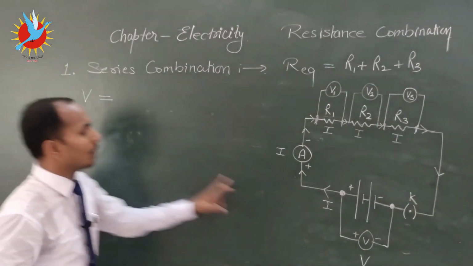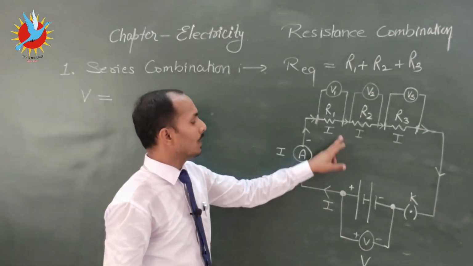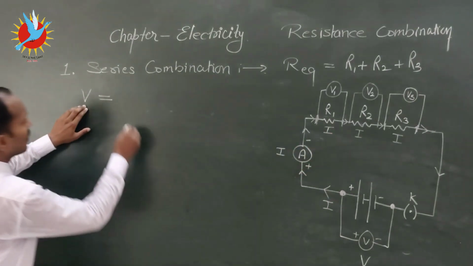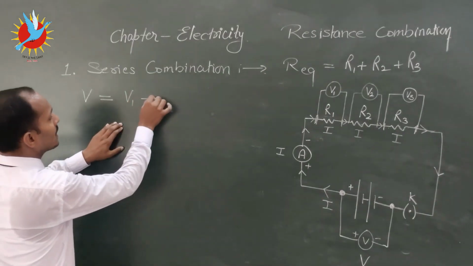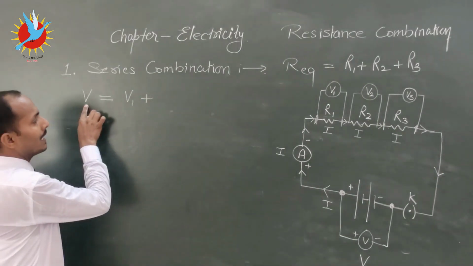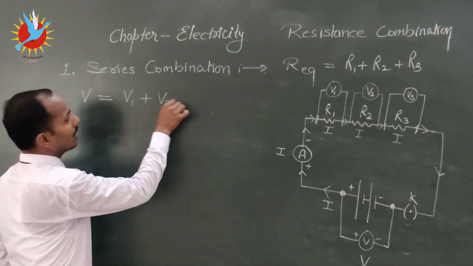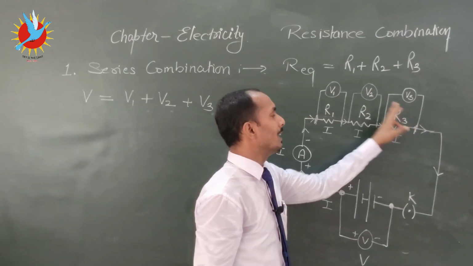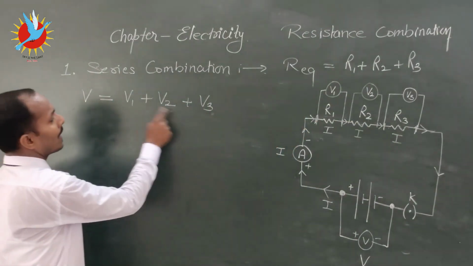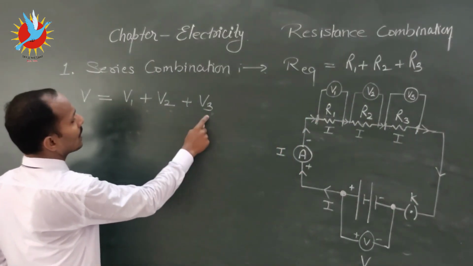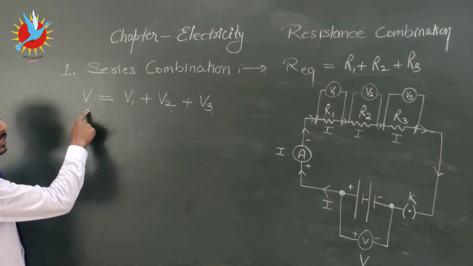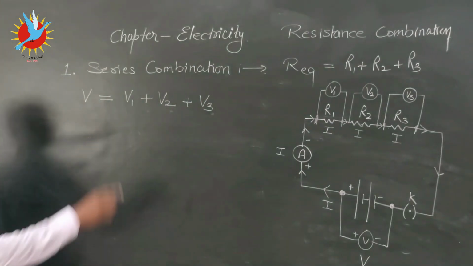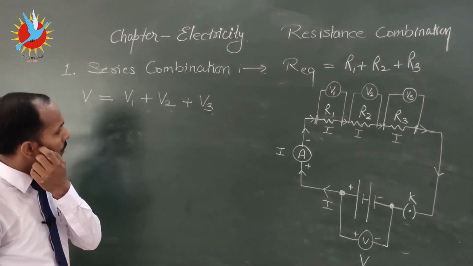But the circuit has a total potential difference V. So the total potential difference is equal to the sum of the potential differences of the resistors. There are 3 resistors, so the total potential difference of the circuit is equal to the sum of the potential differences across them. In this way you get the equation V is equal to V1 plus V2 plus V3.